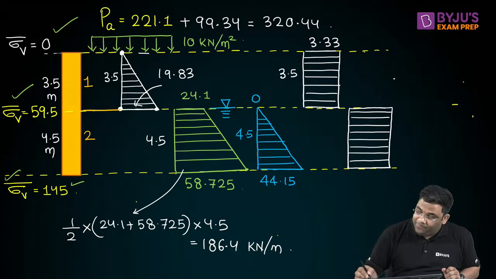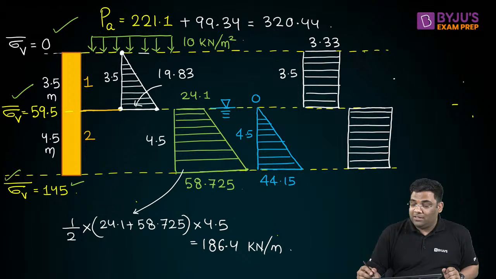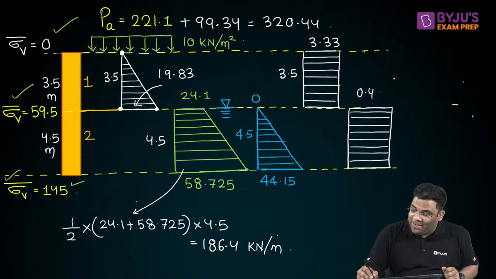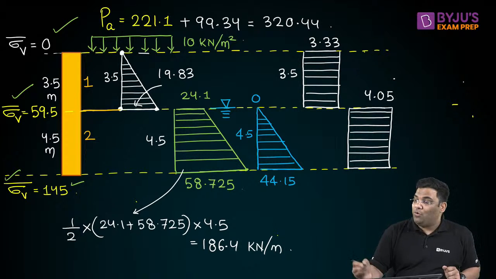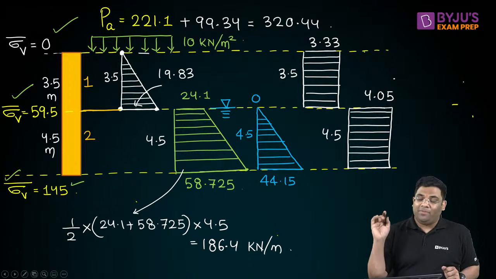I will take 0.405. So Ka is 0.405 and your Q is 10. So give me how much? 4.05. You see, so easy. No need to remember any formula.